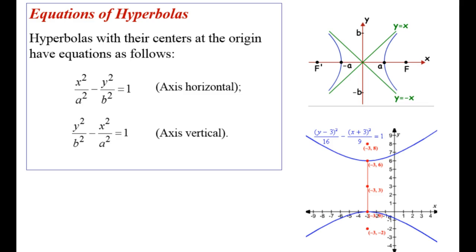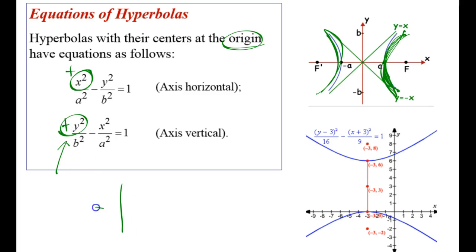So looking at the general equation centered about the origin, you want to try to determine whether it's a vertical or horizontal. So it's kind of easy. If the x term here is positive, then it's horizontal, and it's moving along the horizontal or x-axis. And if the first term is positive y, then it's vertical. And the vertical one would look like this. It's going along the y-axis.